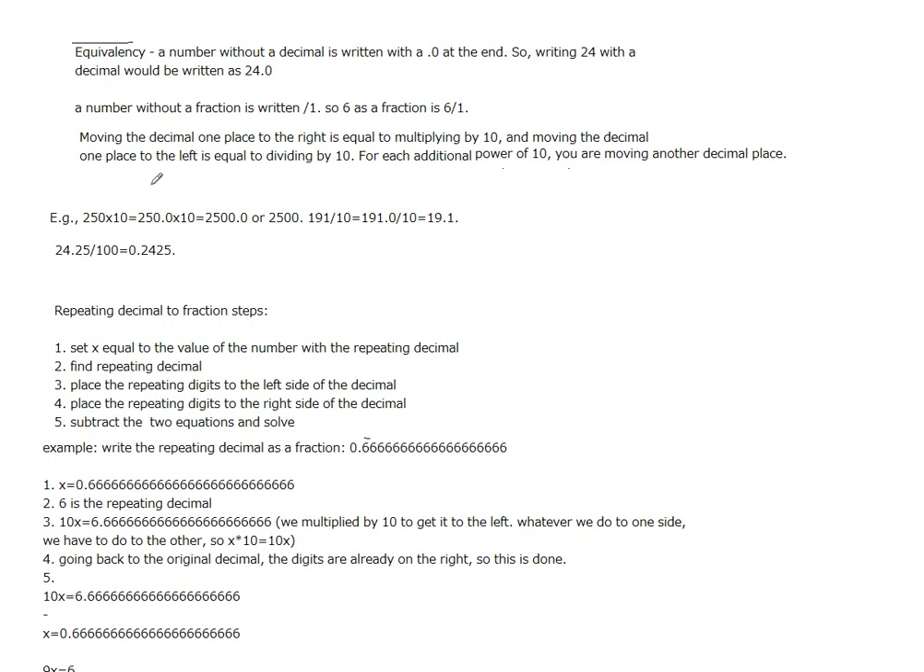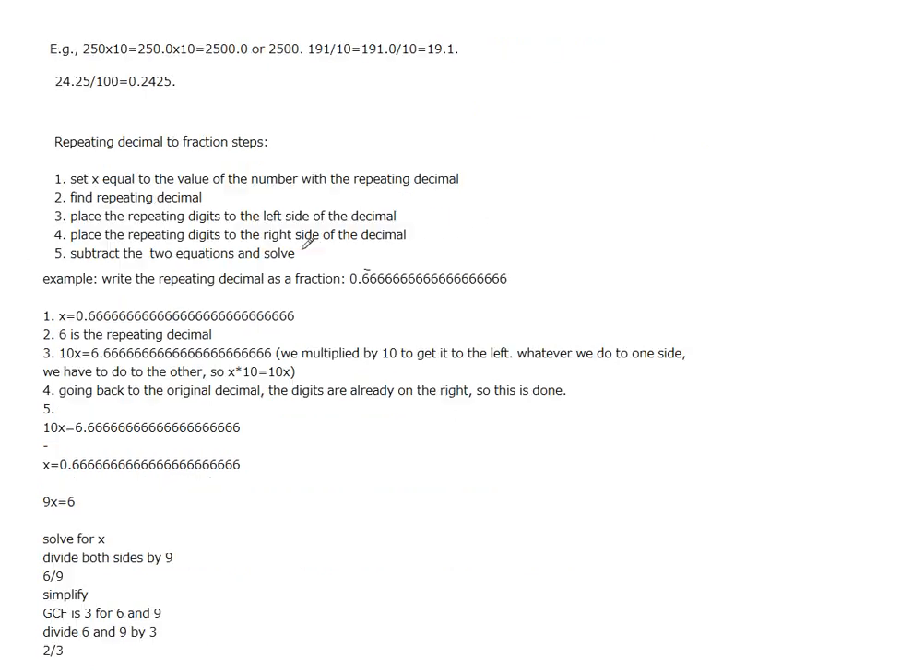Alright, so another example, 24.25 divided by 100. So that's going to be 0.2425. Notice that now that there's two zeros, we move it 2 spaces to the left instead of 1. So we just take this, go boop, boop, nothing here, so it's 0.2425. Alright, now, to the meat and potatoes, repeating decimal to fraction steps.